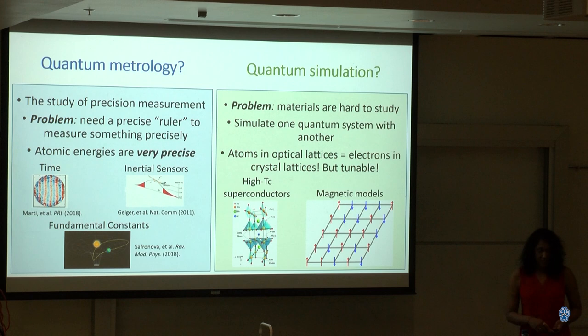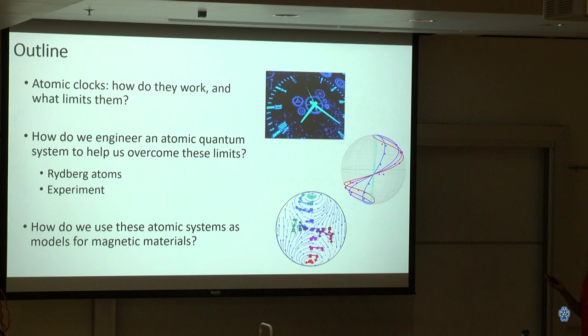I'll be talking about atomic clocks, how they work and what limits them, how we can engineer an atomic system that helps us overcome some of these limits using a tool called Rydberg atoms. And finally, at the end, how we can use these same atomic systems as models for magnetic materials.